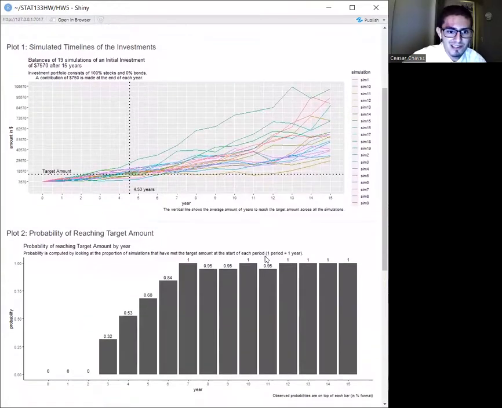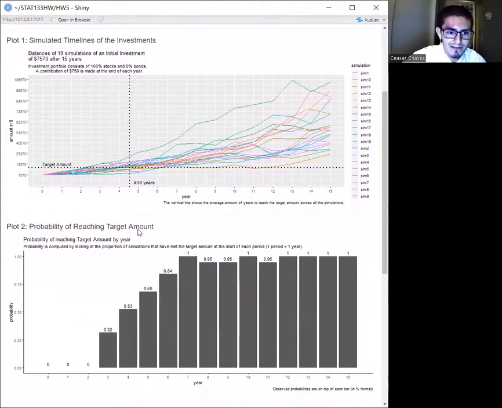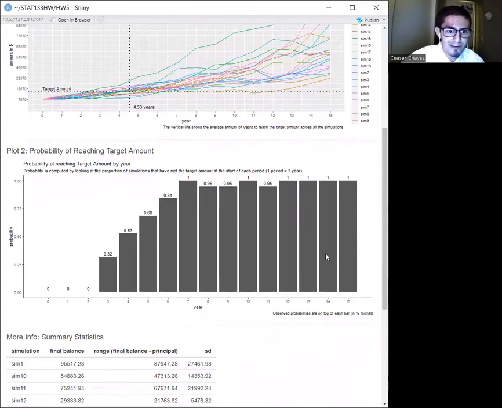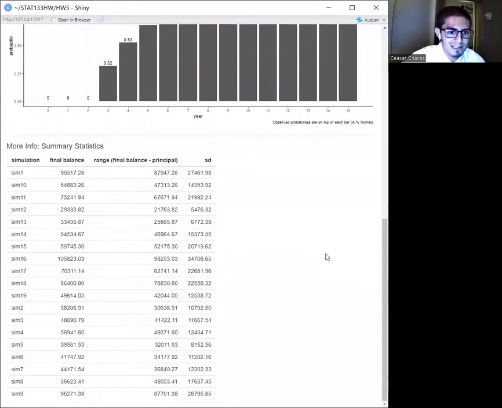plots to show you. So this is the plot, average of 4.5 years. This is the probabilities. By year 7, it appears that most stocks reach it. There's obviously some of them go under for a bit, but by year 12 on, they all reach that amount. And here are the summary statistics.